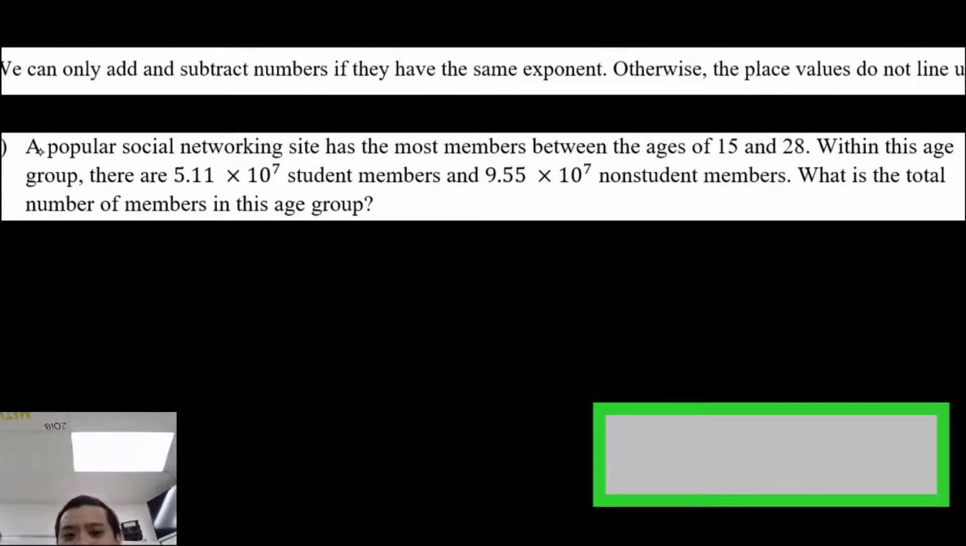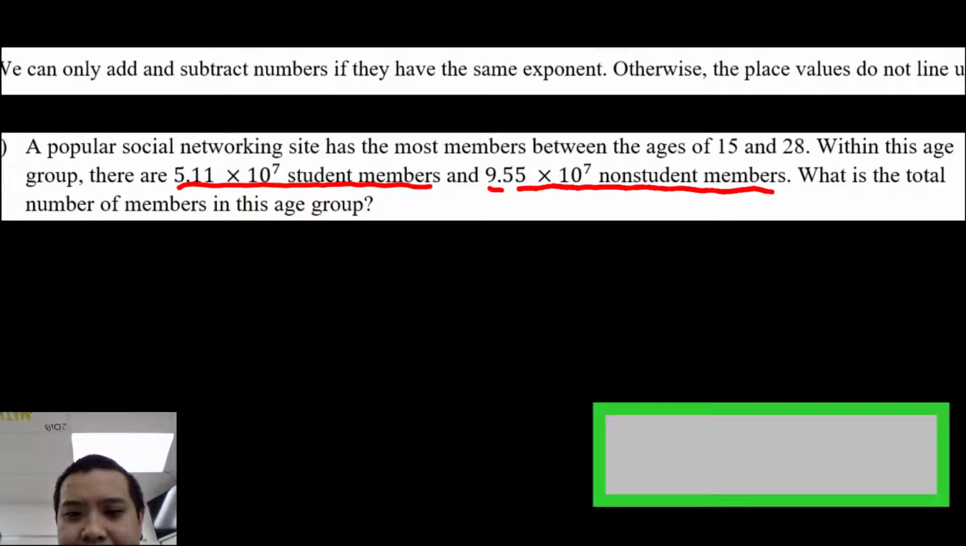A popular social networking site has the most members between ages 15 and 28. Within this age group, there are 5.11 times 10 to the 7th student members, and 9.55 times 10 to the 7th non-student members. What is the total number of members in this age group? So here, we need to combine these two numbers, the number of students in this age group, which is 5.11 times 10 to the 7th, with the non-students, 9.55 times 10 to the 7th. And here they have the same exponent. So what we can simply do is add these two together.